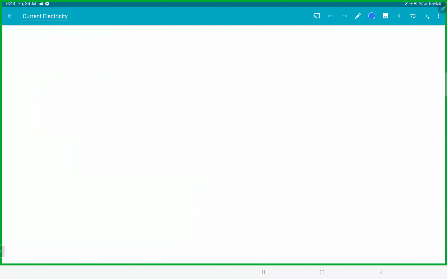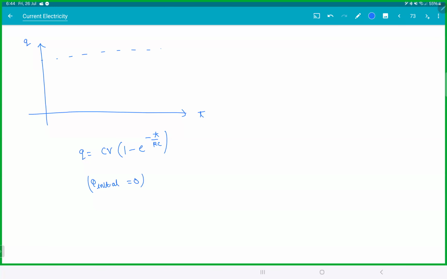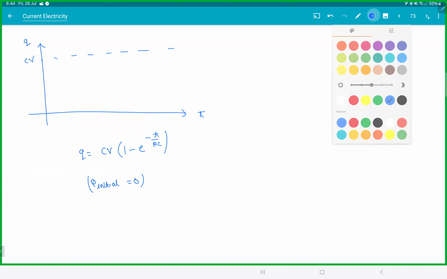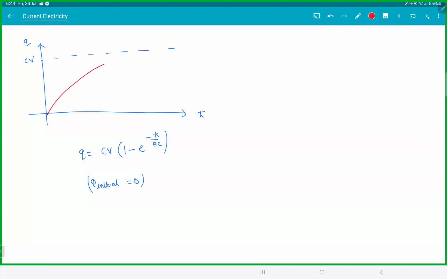So if you try to plot a graph for this, Q versus time. We have Q is equal to CV into (1 − e^(−t/RC)). Remember, Q initial should be 0. If you have initial charge on the capacitor, this is gone. So this is an exponential function. This is CV. Your graph is getting closer and closer, but it'll never touch there.